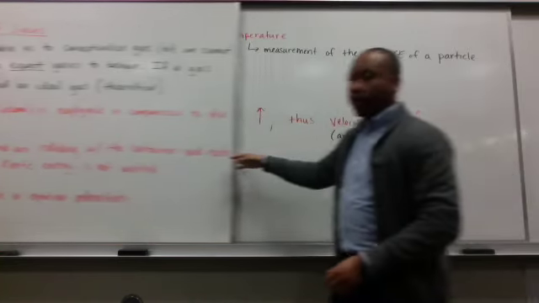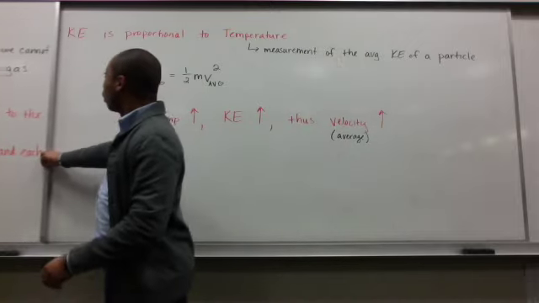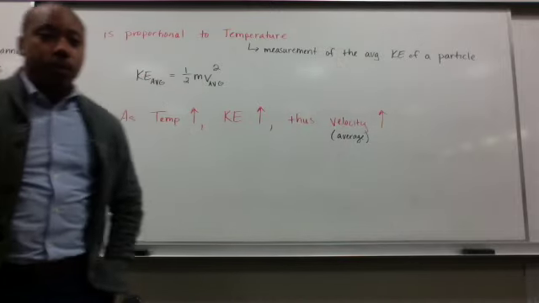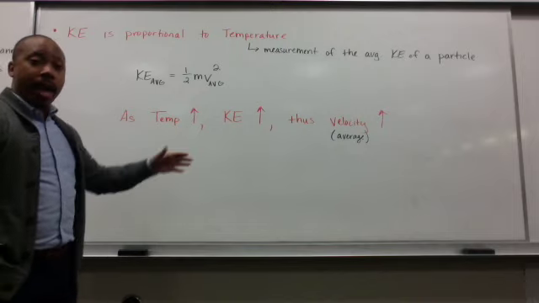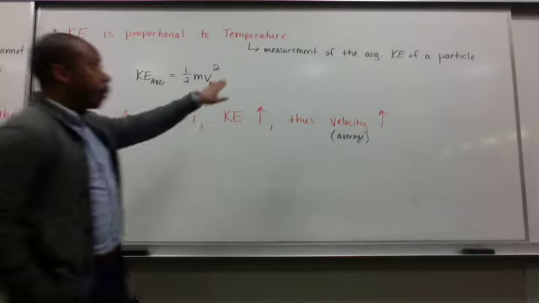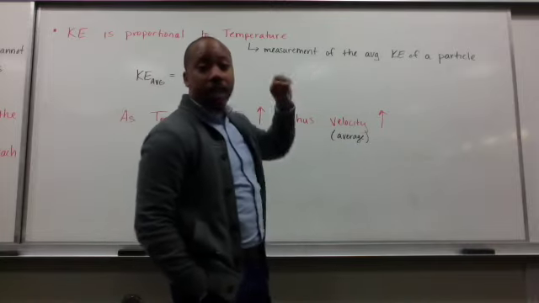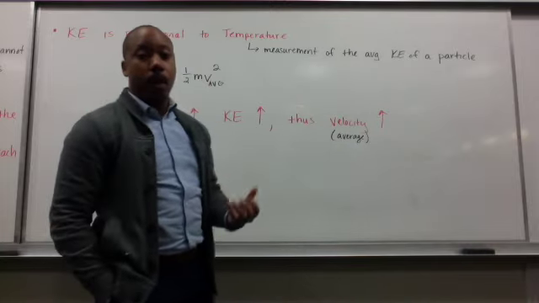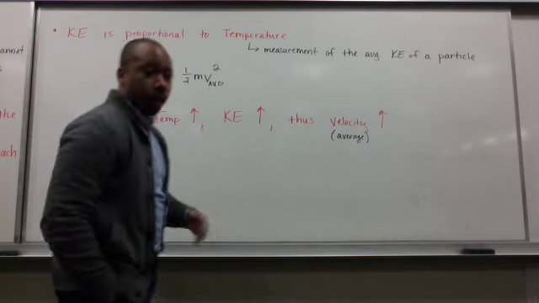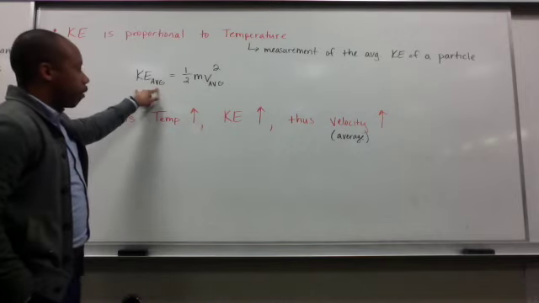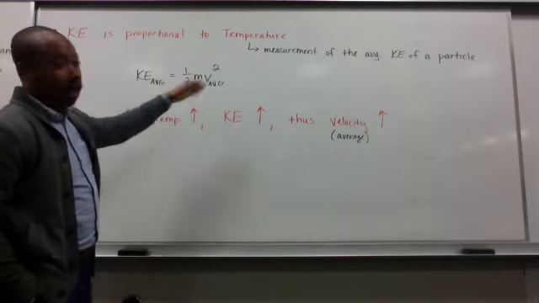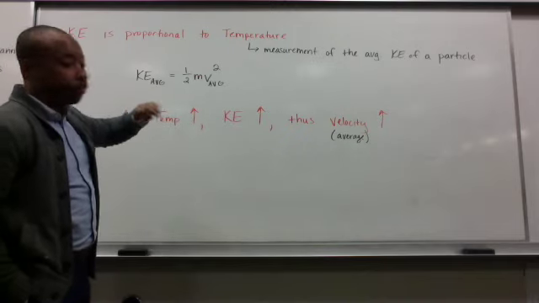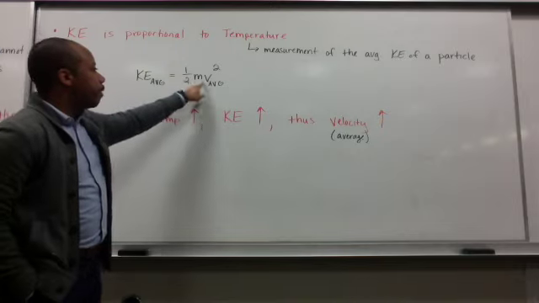The last postulate is that kinetic energy is proportional to temperature. We should already know that one, but for an ideal gas, this is really important. Temperature, again, is the measurement of the average kinetic energy of a particle. So the average kinetic energy, because we're talking about how it relates to temperature, is equal to 1/2 mv squared.